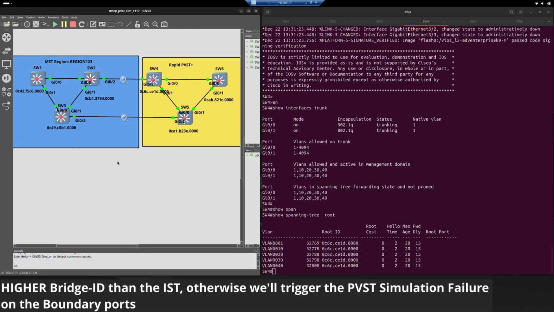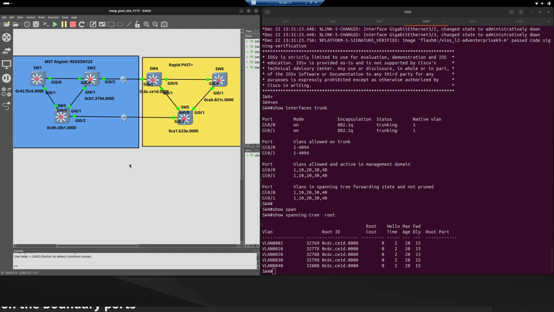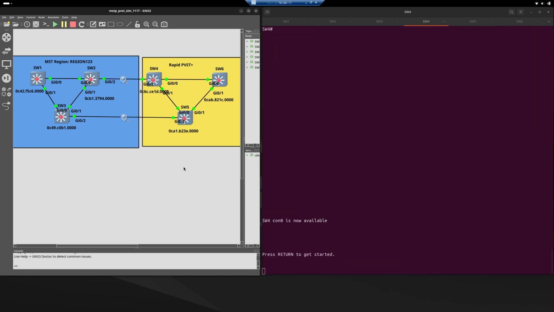So, as I have said, only VLAN 1 is compared to the IST. But there is this requirement regarding the other STP instances. So they should be inferior to the CIST root. And by default, in this topology, they are, because they have a default priority of 32,768. And every switch has a higher base MAC address than the CIST root. So the CIST root should be switch 1.